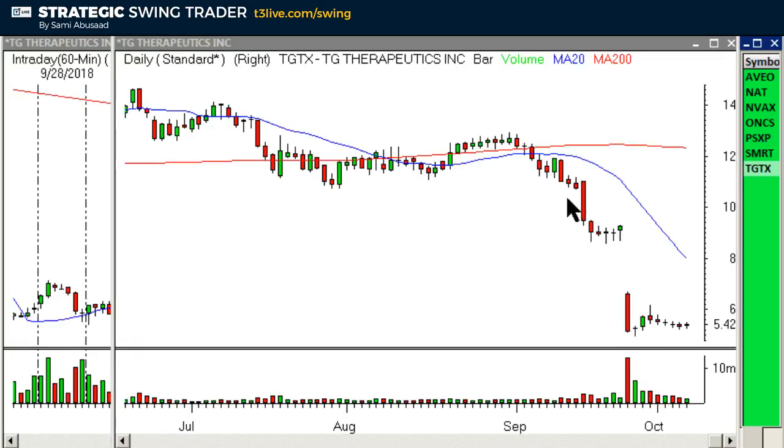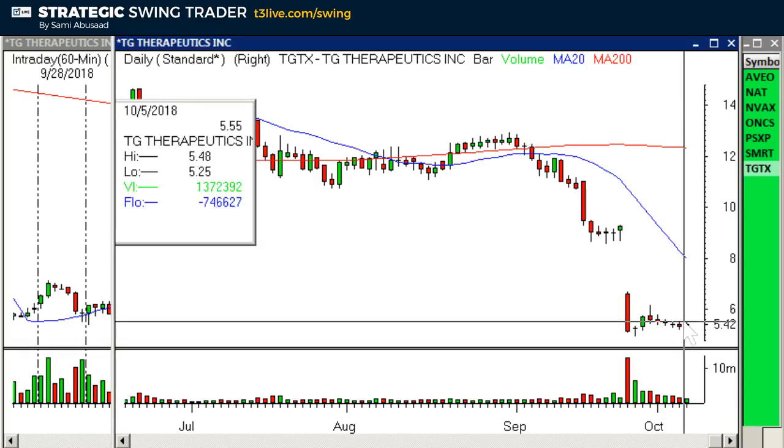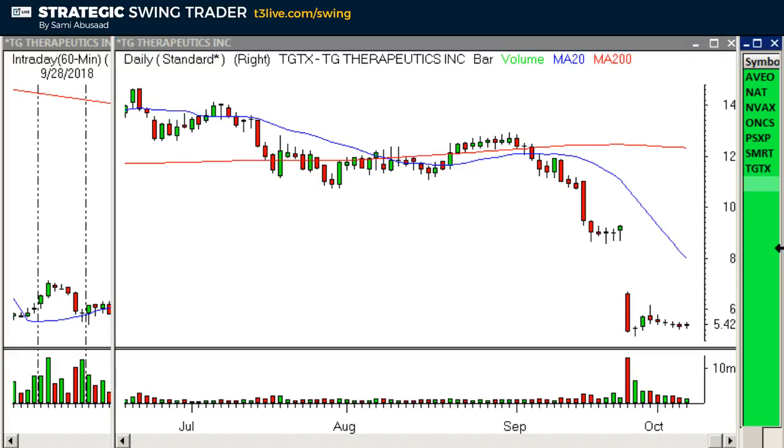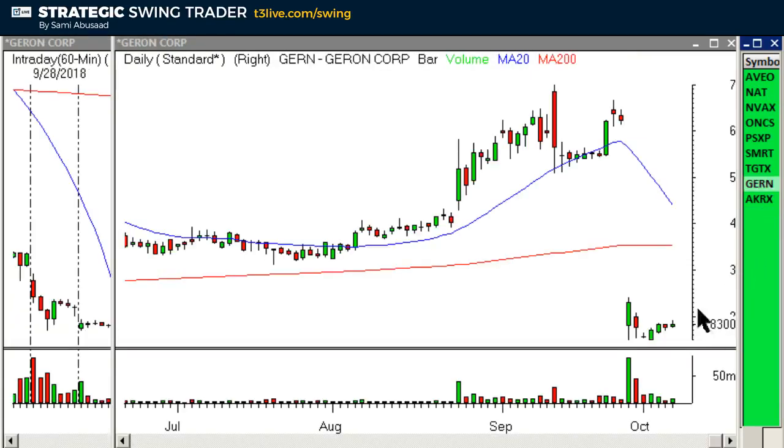TGTX is more of an exhaustion gap and then a possible higher low right here and then possible long. If you want a couple more similar to the TGTX, but I'm already in them, Jern, AKRX. I only show you the plays that I'm not in. The ones that I'm in, usually it's too late to share with you.